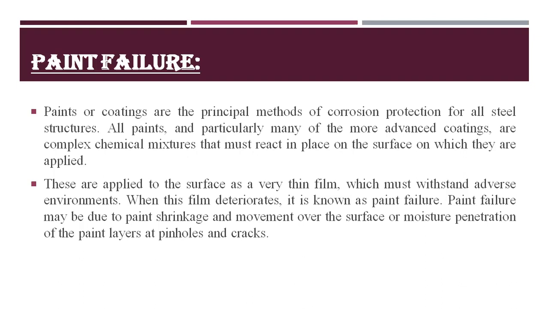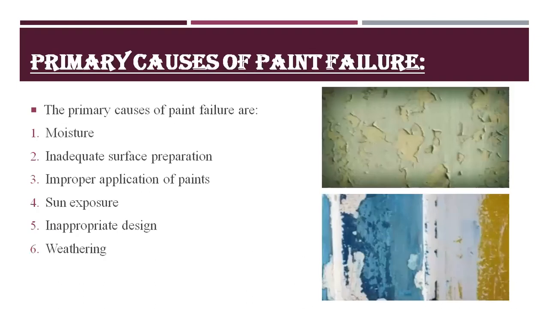Paint failure may be due to paint shrinkage and movement over the surface or moisture penetration of the paint inside pinholes or cracks. Primary causes of paint failure: the primary causes of paint failure are moisture, inadequate surface preparation, improper application of paints, sun exposure, inappropriate design, and weathering.